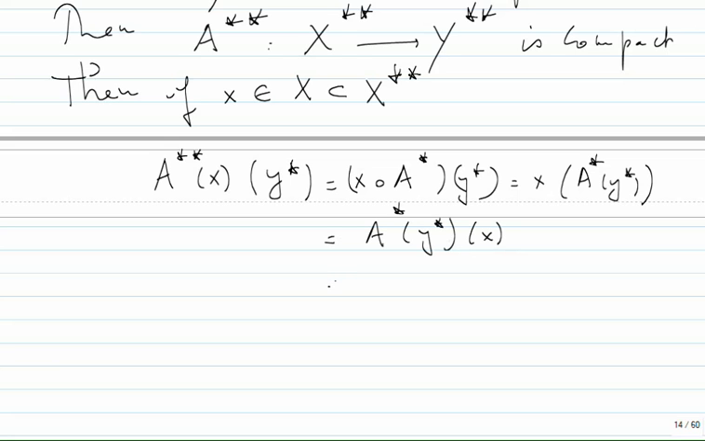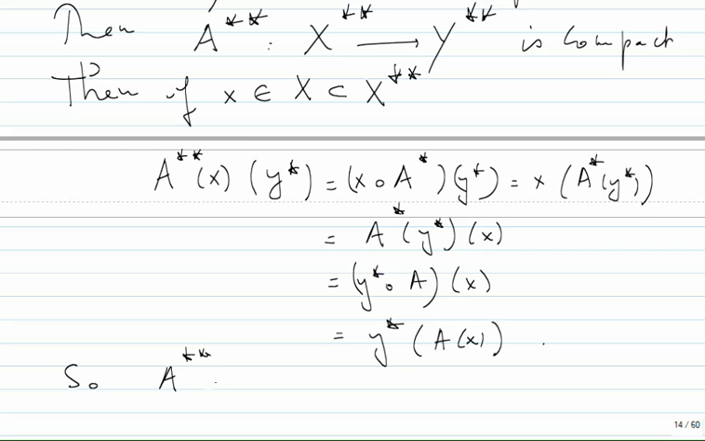And now we use the definition of the conjugate of a. This is y star composed with a at x, which is y star of a of x. Very interesting identity. So this implies that a double star of x is equal to a of x. It's very interesting because a of x is an element of y, so we can embed y again into the y bidual, and this here is just a of x as an element of the bidual taken at y star.